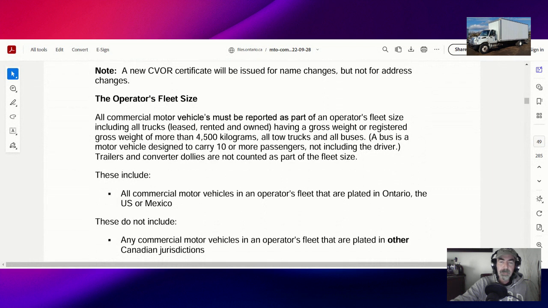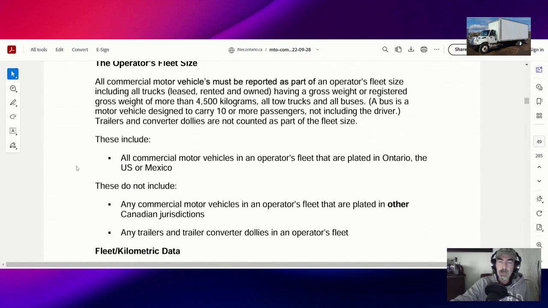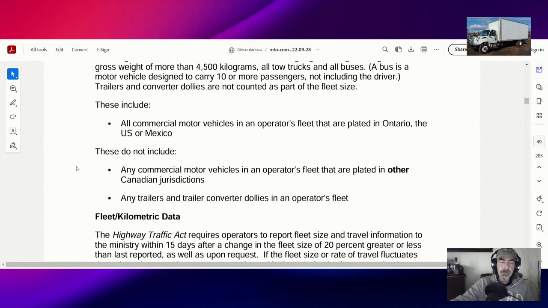The operator's fleet size. All commercial motor vehicles must be reported as part of an operator's fleet size, including all trucks, leased, rented, and owned, having a gross weight or registered gross weight of more than 4,500 kilograms, all tow trucks, and all buses. A bus is a motor vehicle designed to carry 10 or more passengers, not including the driver. Trailers and converter dollies are not counted as part of the fleet size.